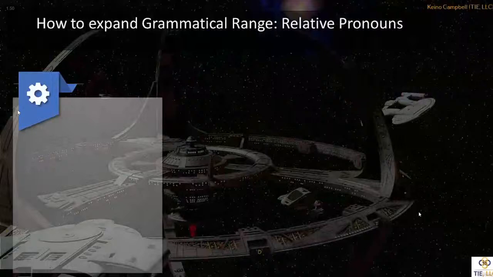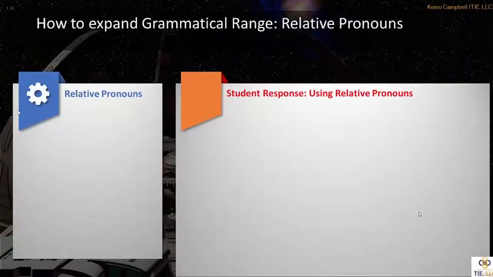Relative pronouns. Relative pronouns really help you to put sentences together, to combine information. I see a lot of students just speaking in short, simple sentences. When you do that, you're not helping yourself. People want to know, how can I move up the band? That's what you're always trying to do. You're always trying to move up the rubric.